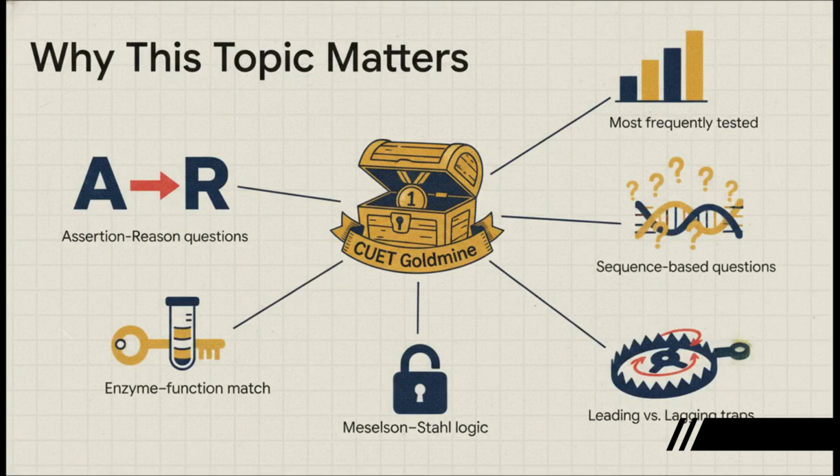So, why is CUET so obsessed with DNA replication? Because it's a gold mine for questions to test your core concepts. It is easily the most frequently tested topic in this unit. They're going to hit you with questions on the sequence, they're going to try to trap you with the whole leading versus lagging strand confusion, and they love making you match the right enzyme to its job. We're going to cover all of it, the Meselson Stahl experiment, the tricky assertion reason questions, everything.